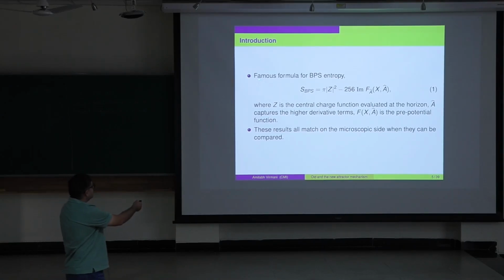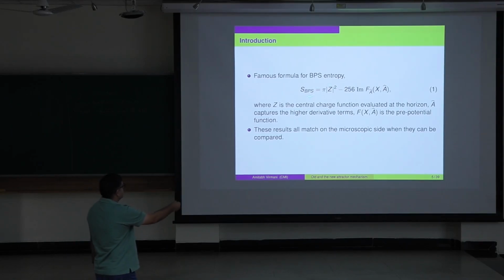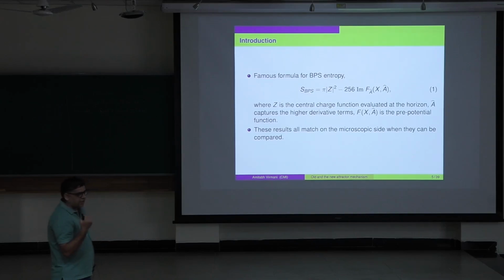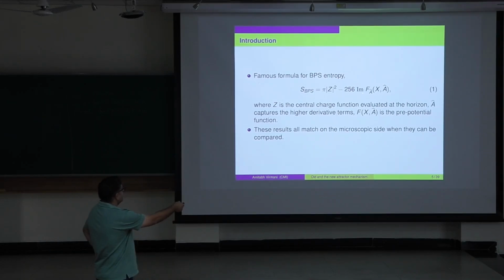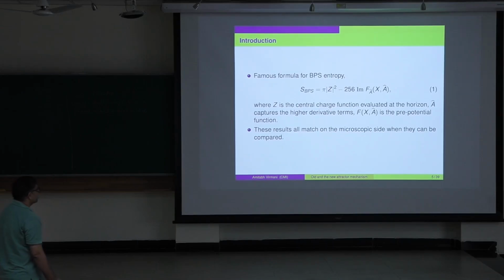Okay, so when one does all these calculations, one finds this famous formula. So the BPS entropy with the higher derivative terms is given by sort of the two derivative answer first. So this is the central charge function which is evaluated at the horizon, and then these are sort of the corrections. The corrections are given by this prepotential function which captures the Lagrangian. The prepotential function has this field A, and this field A captures the higher derivative terms, and what this subscript means is that one has to take a derivative, very much like the derivative of the Riemann tensor that Nilay talked about. One has to take a derivative with respect to the higher derivative term, and one gets the microscopic answer. So these are the results which match from the microscopic side.